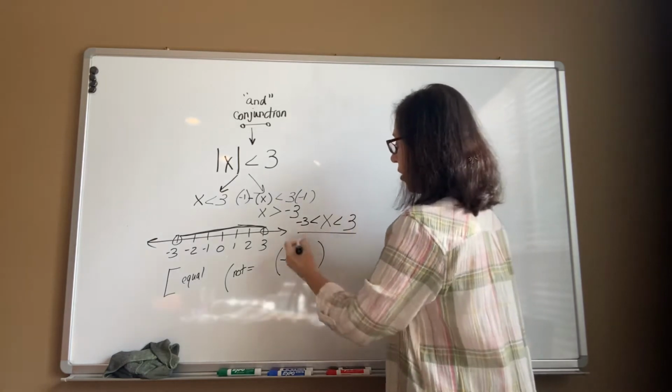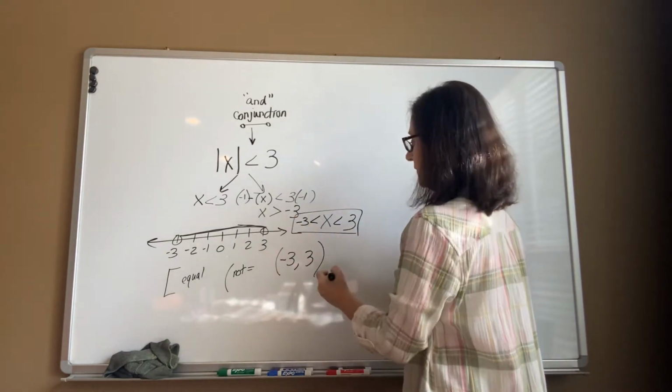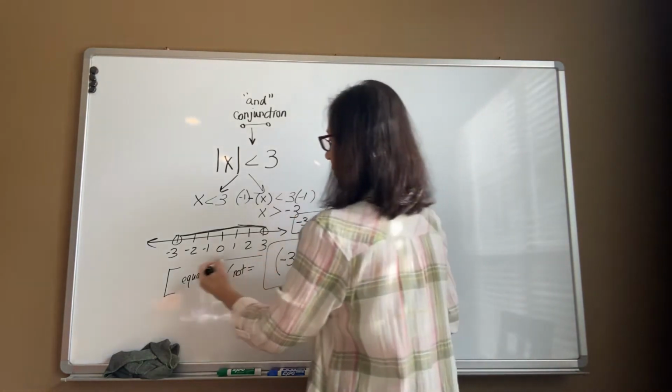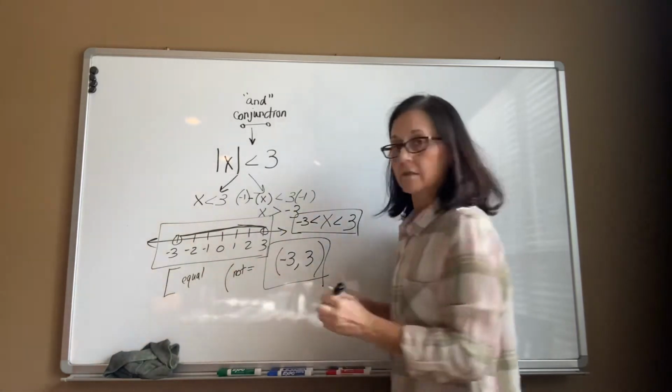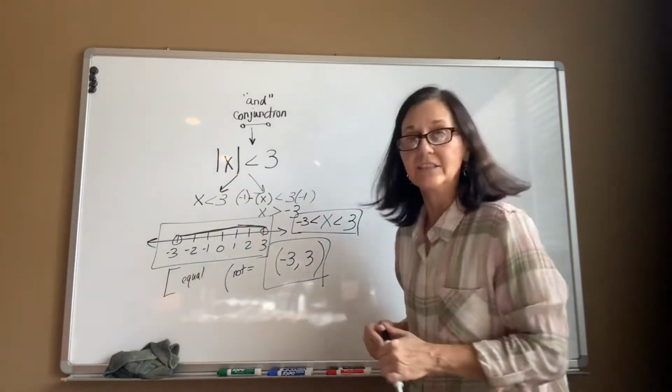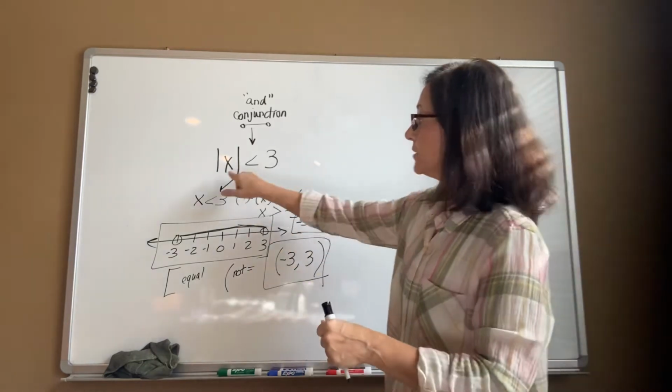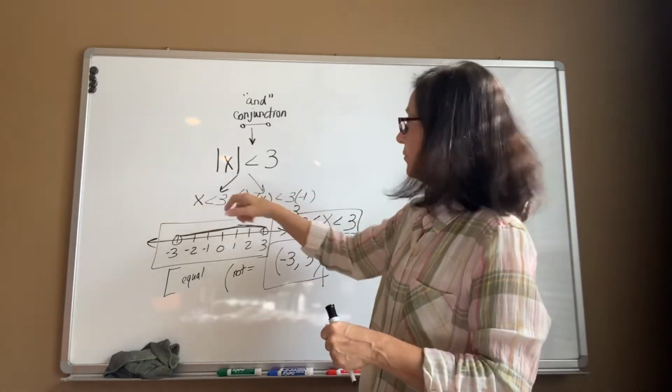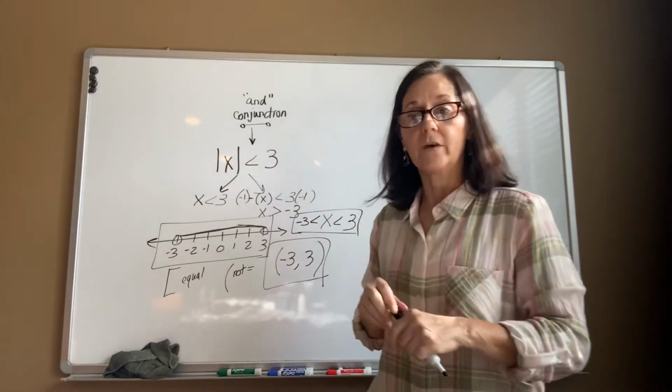All right, so all 3 of these are proper ways to show that. All right, that's a conjunction. Less than, once you've isolated your absolute value, if you have less than something, it's going to be a conjunction.